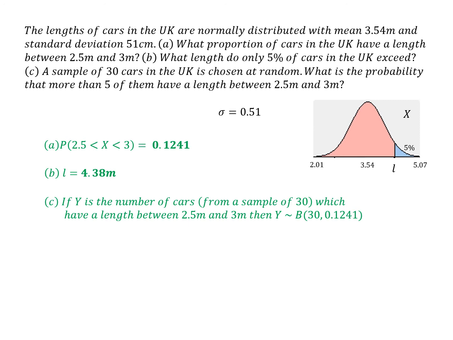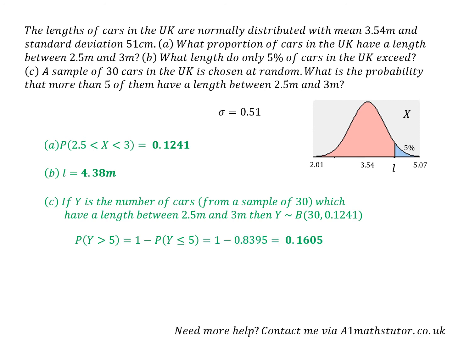And we're trying to find the probability that Y is more than 5. On my calculator, I would have to find the probability of Y being less than or equal to 5 using my cumulative probability distribution for the binomial. And that gives me 0.8395, which I have to subtract from 1 to give me the final answer.